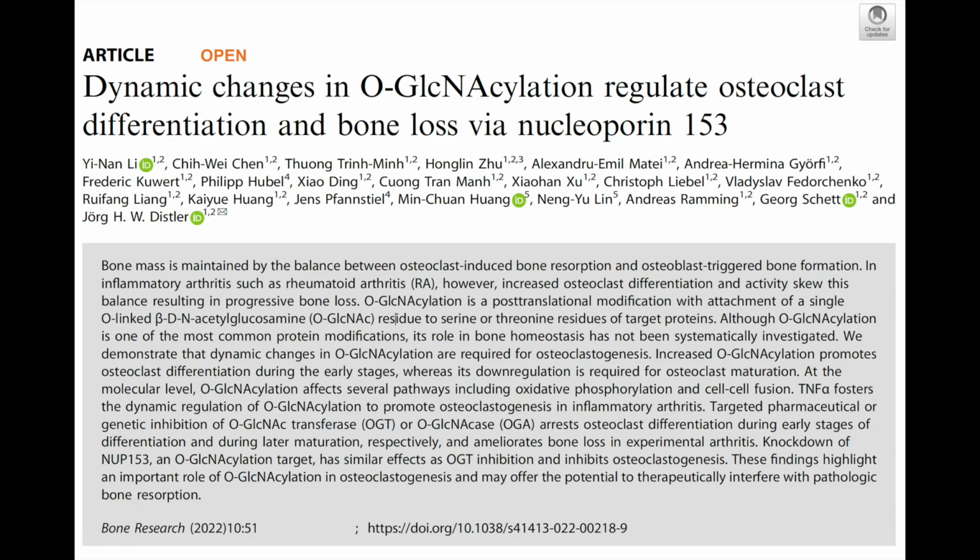Today, I'm glad to introduce the recent work by Dr. Yi Nan, titled Dynamic Changes in Ubiquitous Glycosylation Regulate Osteoclast Differentiation and Bone Loss via Nucleoporin 153. Dr. Yi Nan is currently finishing his PhD in biology and is starting his own research group in the HubLE Research Center, Department of Rheumatology of University Hospital in Düsseldorf, Germany.